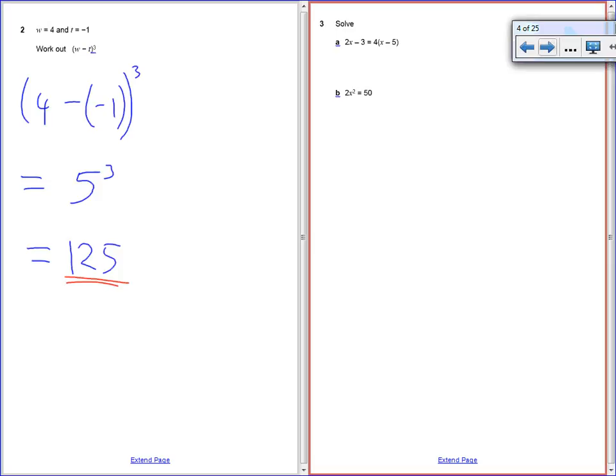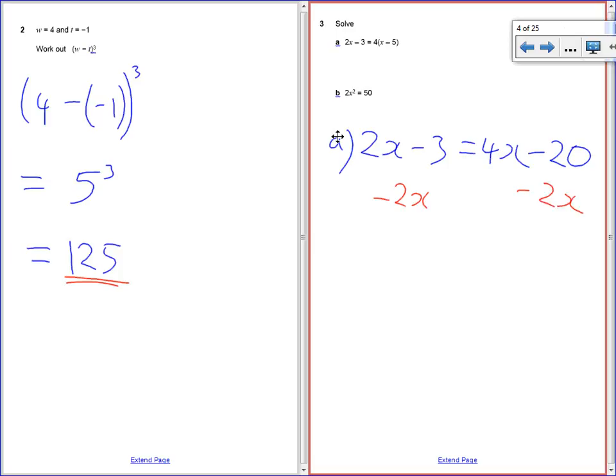Question 3, a couple of equations to do. On part A, there was a mark for correctly expanding the brackets. So even if you couldn't solve the equation, you should be able to expand the brackets. So the equation becomes 2x minus 3 equals 4 times x, 4x, minus 4 times 5, minus 20. So we've got unknowns on both sides. What I like to do is get all the x's onto the same side first. So to do that, I could subtract 4x on both sides, but to avoid working with negatives, I'm going to subtract 2x from both sides.